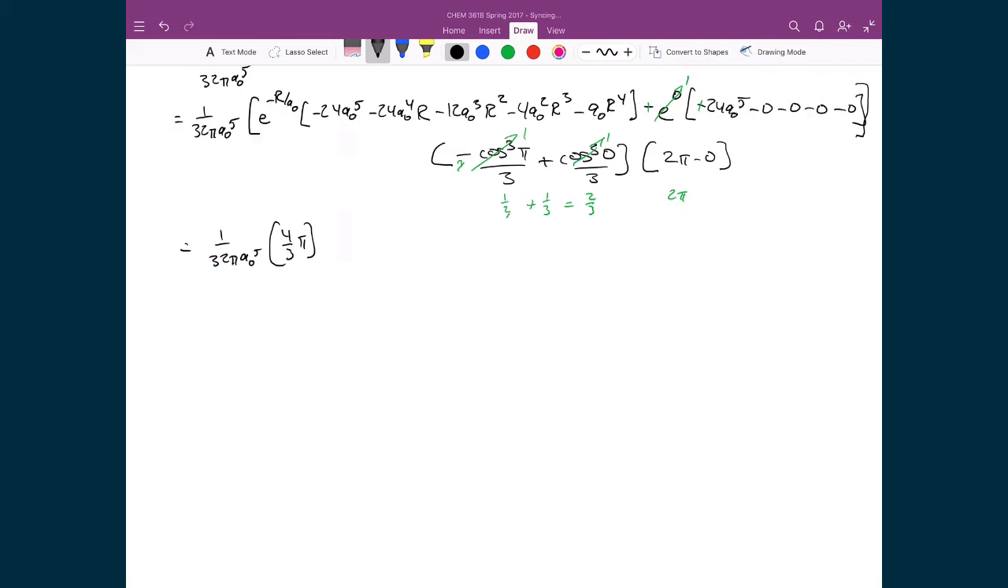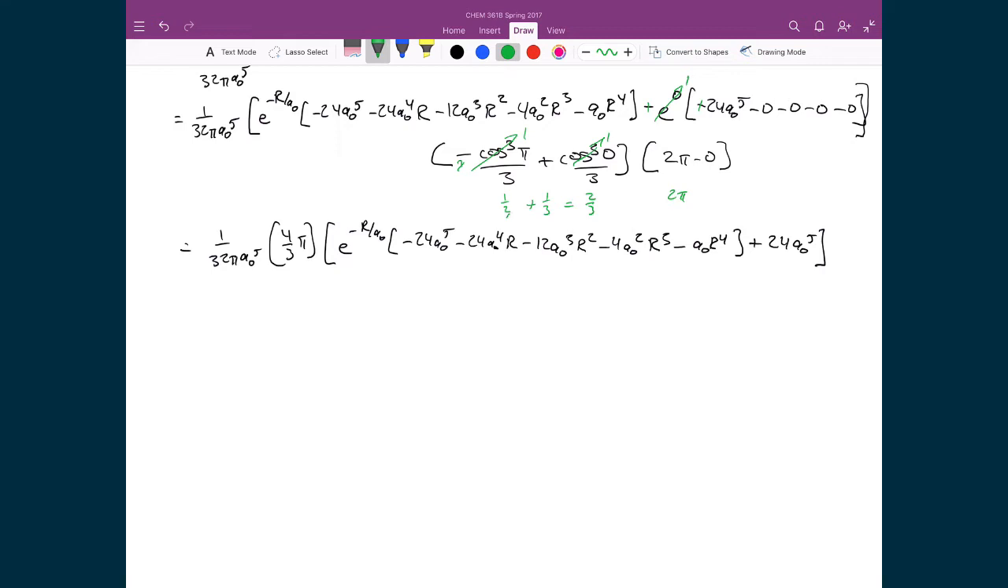And to that, I'm going to also be multiplying e to the negative r over a naught times minus 24 a naught raised to the power of 5 minus 24 a naught raised to the power of 4 times r minus 12 a naught cubed r squared minus 4 a naught squared r cubed minus a naught r raised to the power of 4. And to that I'm going to be adding 24 a naught raised to the power of 5.